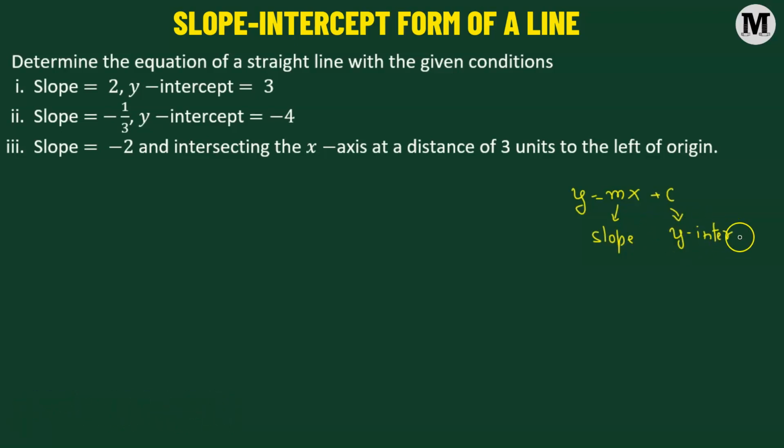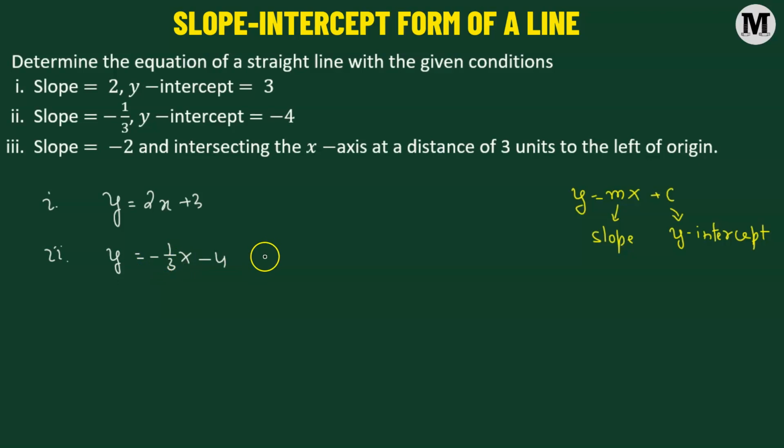Here we are given the information regarding the slope as well as the y-intercept. So that means our equation of the line will be y equals 2x plus 3. That's the equation of the first line. Coming to number 2, here we have slope negative 1/3 and y-intercept negative 4. So y will be equal to negative 1/3 x minus 4. So this is going to be the equation of the line.